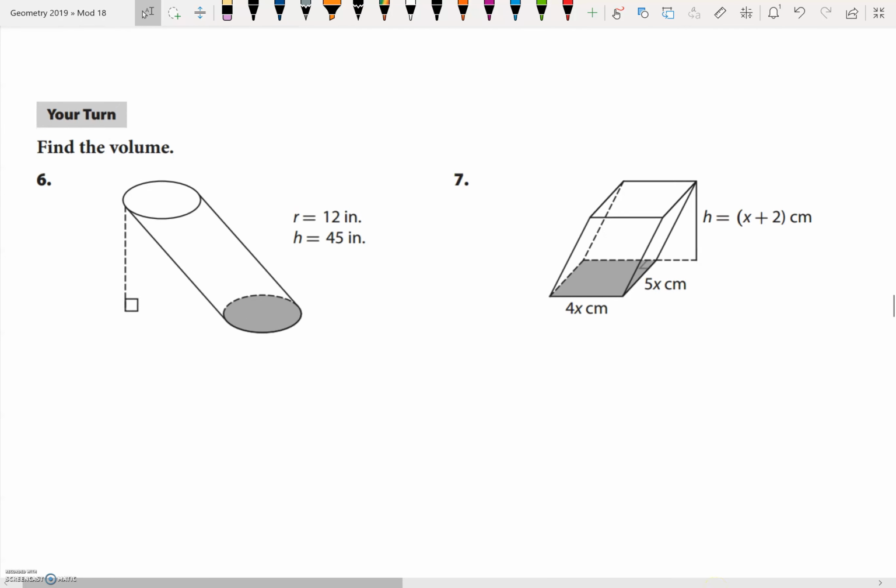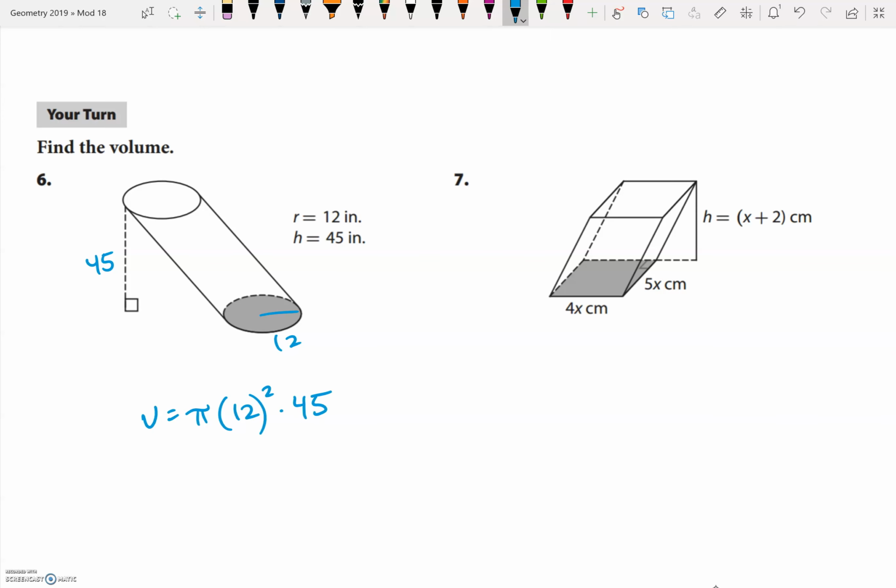Okay, so for number 6, we have our radius, which is 12, and our height, which is 45. So we're going to say the volume is pi r squared times height, which is 45. So I'm going to write this as 144 times 45. This is going to be 6,480 pi inches cubed. If you wanted to round that by multiplying it by pi, you could do that, but it doesn't say anything about that in the directions, so I'm going to leave it in terms of pi.